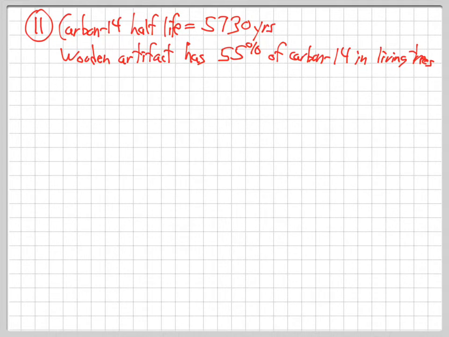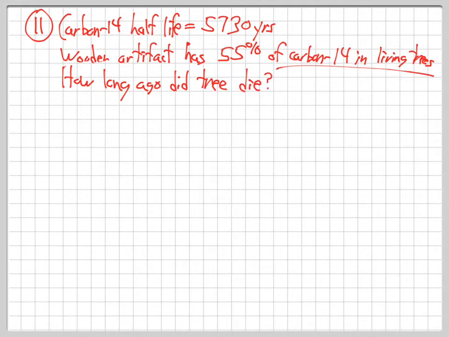So we know it's only got 55% of its carbon-14 left, comparing it to trees that are currently alive. It has 55% of the carbon-14 left that it originally had when it was living. So how old is the tree? Or we should say, how long ago did the tree die? How about that? Because that's what we're really getting a clock on. How long ago did the tree die? That's what we're really going to be able to answer.